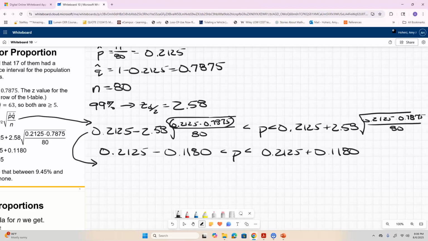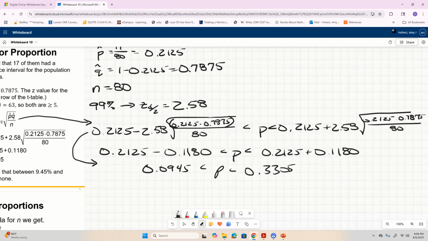0.2125 minus 0.1180 gives me 0.095 on the left side. And then on the right side, if I take and add 0.2125 to 0.1180, I get 0.3305.